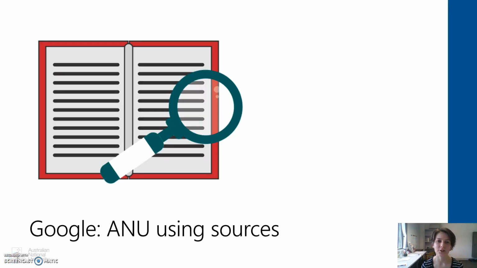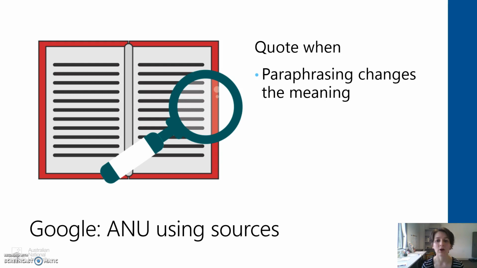Generally, quoting is only used sparingly in an assignment. You will hardly ever quote. It's much more common to paraphrase and to summarize somebody else's ideas. However, you might quote when paraphrasing changes the meaning. So if there's no way that you can paraphrase the idea without changing the meaning, then you might quote.